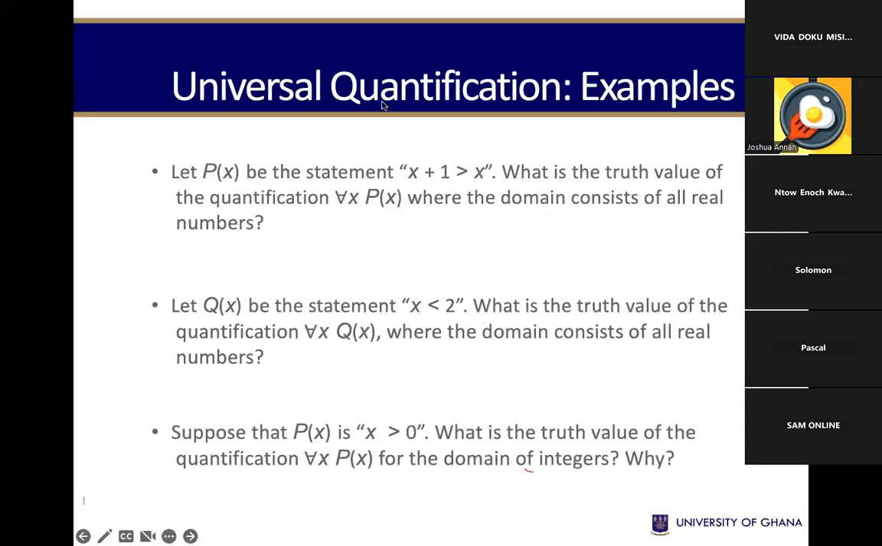So, universal quantification example. Let's take this kind of example. Let P of x be the statement x plus 1 is greater than x. The question is, what's the truth value of the quantification for all x, P of x, where the domain consists of all real numbers? By now, each and every one of you knows what a real number is, right? Basically, a combination of rational and irrational numbers.